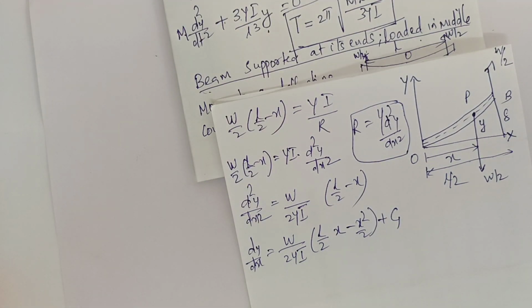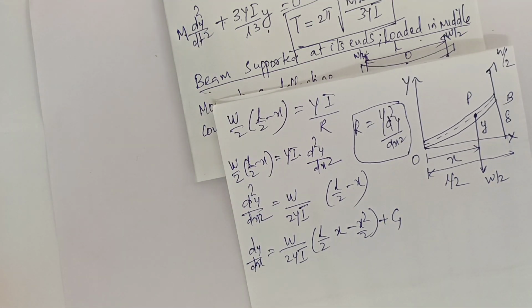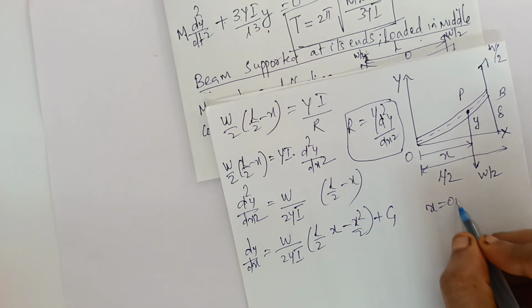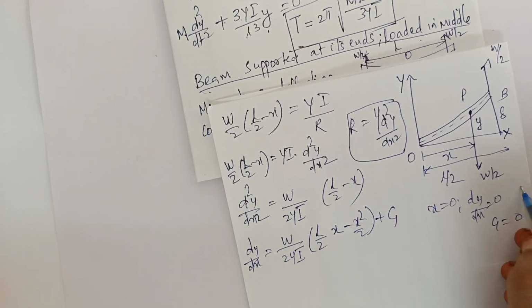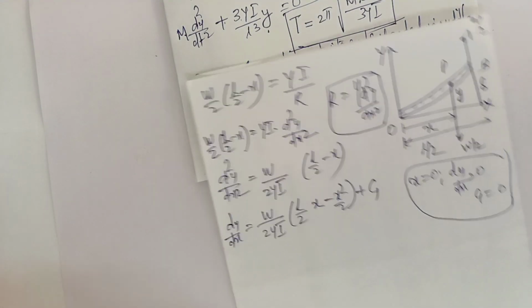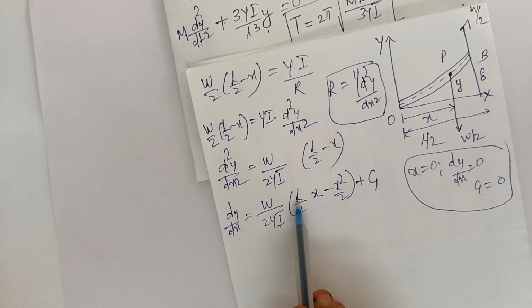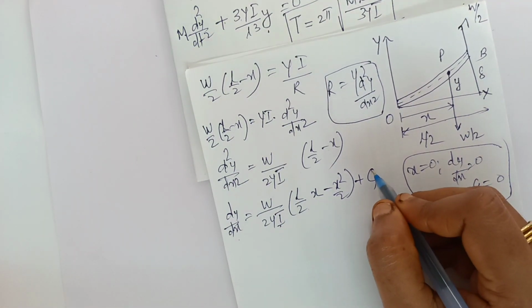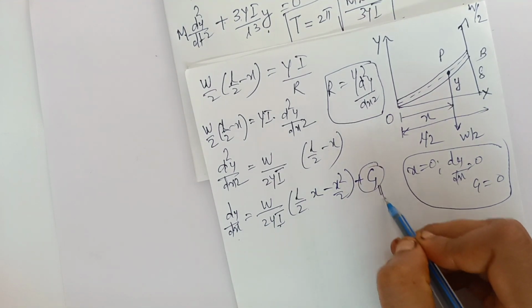For finding c1, we say at the point O, that is x is equal to 0 and dy/dx equal to 0. So when x is equal to 0, dy/dx equal to 0 means c1 will become equal to 0. So this equation becomes dy/dx equal to W by 2YI times (L by 2 x minus x square by 2). So this constant has become 0.